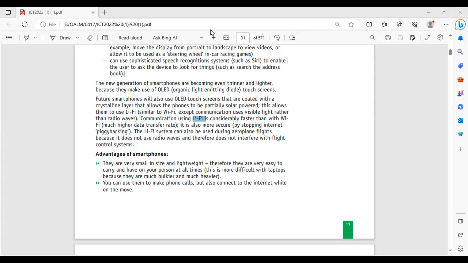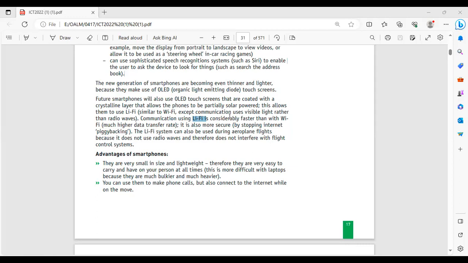Wi-Fi uses radio frequency, radio waves, to transmit the data, and Li-Fi will use light. Okay, everybody is clear about that. So Li-Fi speed will be very much greater than Wi-Fi. So you will enjoy it in future.